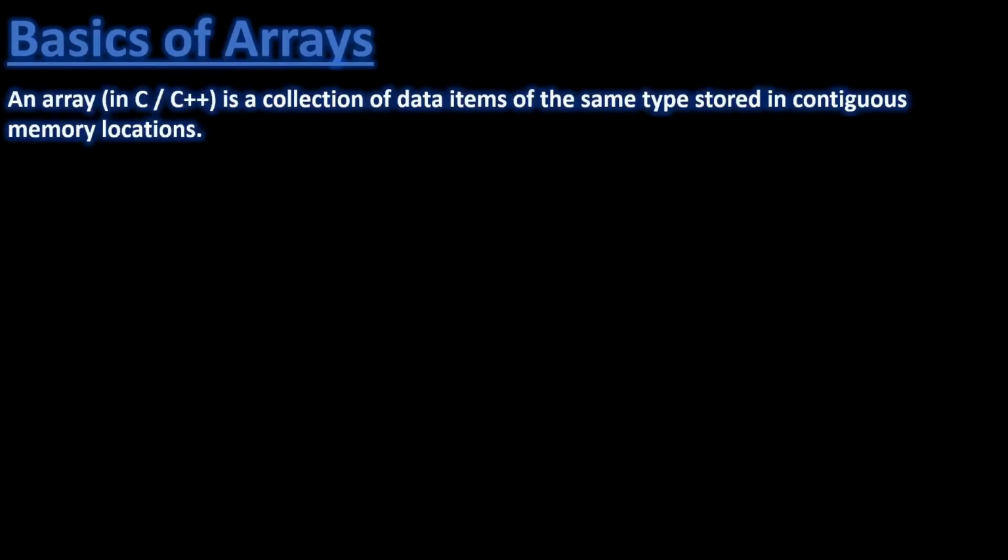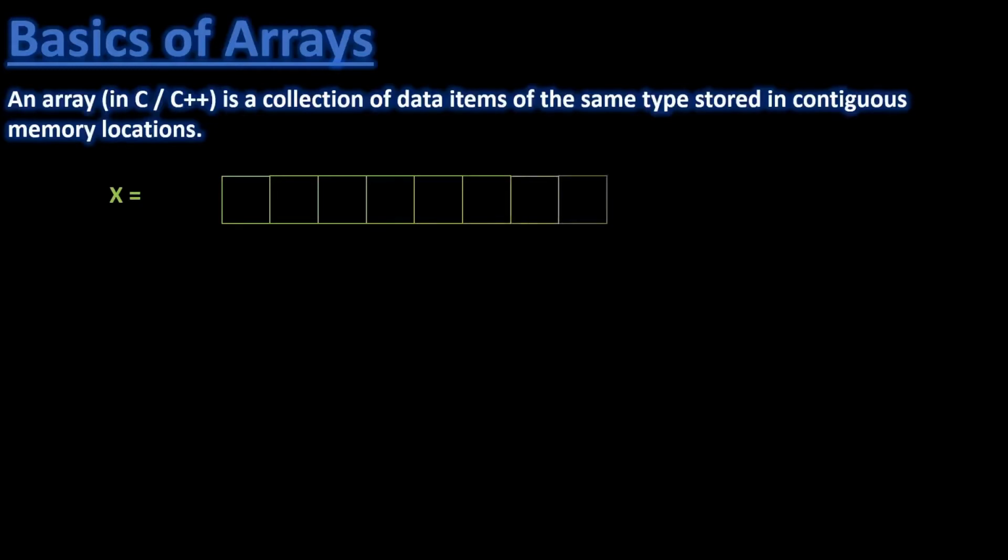An array is a collection of data items of the same type stored in contiguous memory locations. We can represent an array on screen in the following manner. Let's suppose we have an array named X and we'll show it like this, where each individual box represents the space for each individual element. Let's put a few elements in this array.